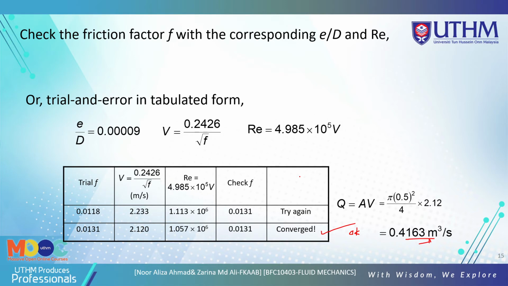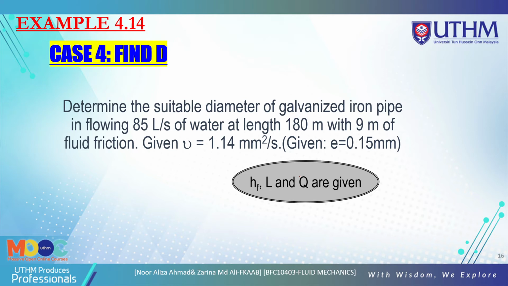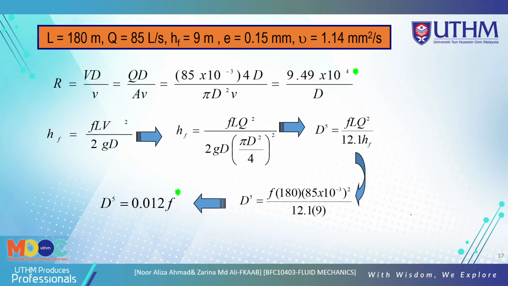Now we look at case 4, to find the D. Determine the suitable diameter of galvanized iron, based on this data here. All the data here is given: L, Q, HF, E, and the kinematic viscosity. Also use the Reynolds number here. We know that the Reynolds number, based on the Q, is to get the V, so you get it in terms of D here. Based on the Reynolds number you get this formula in terms of D.